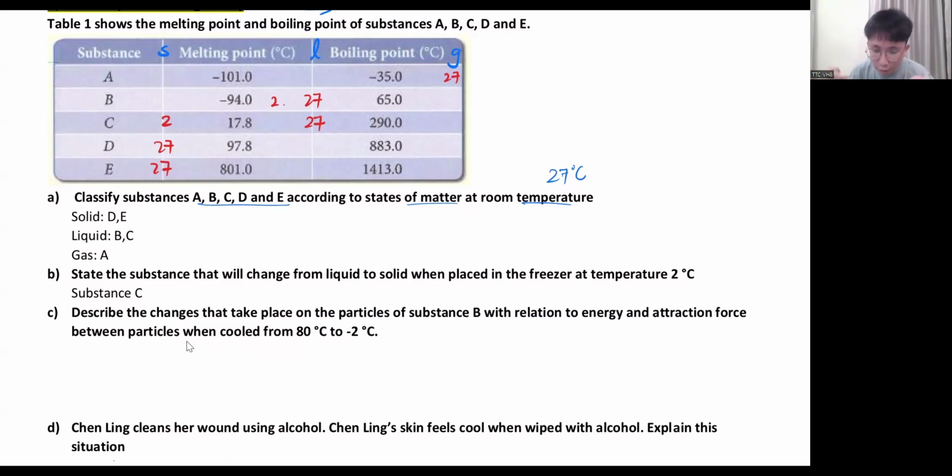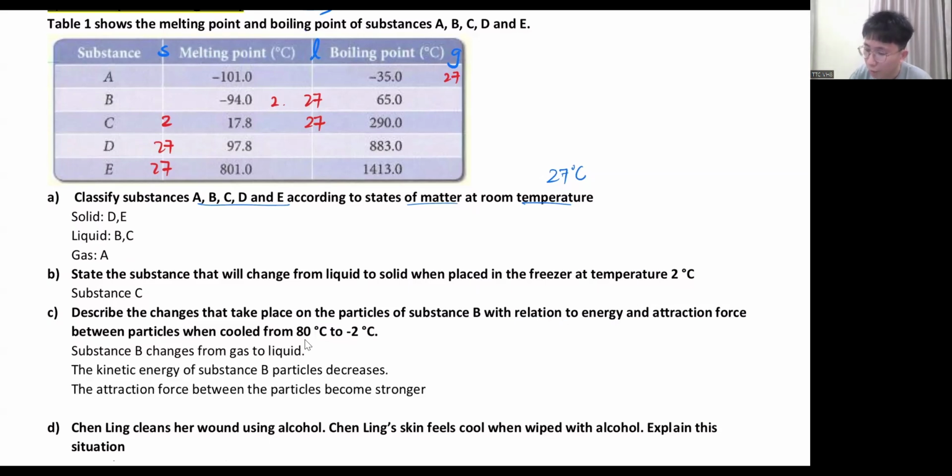So when you cool down, you release energy, and your particles lose kinetic energy, then they move slower. So of course, guys, you don't even need to know what is happening here, what state it is, is it from liquid to solid or solid to liquid? That doesn't matter, because they said it's cooling down.